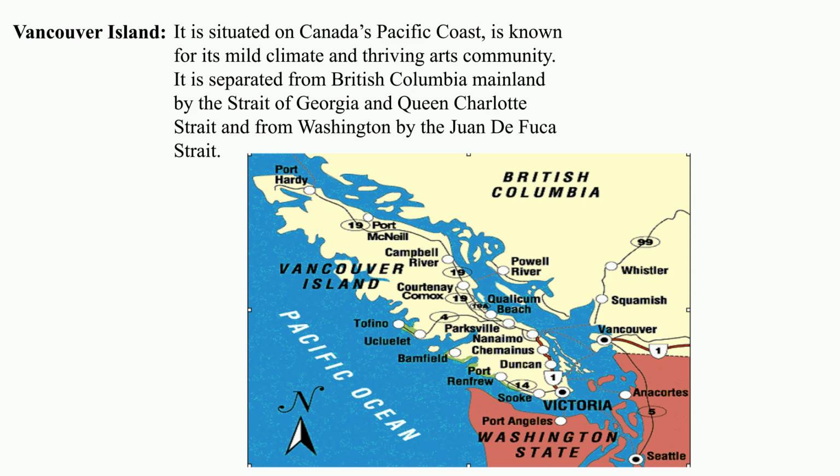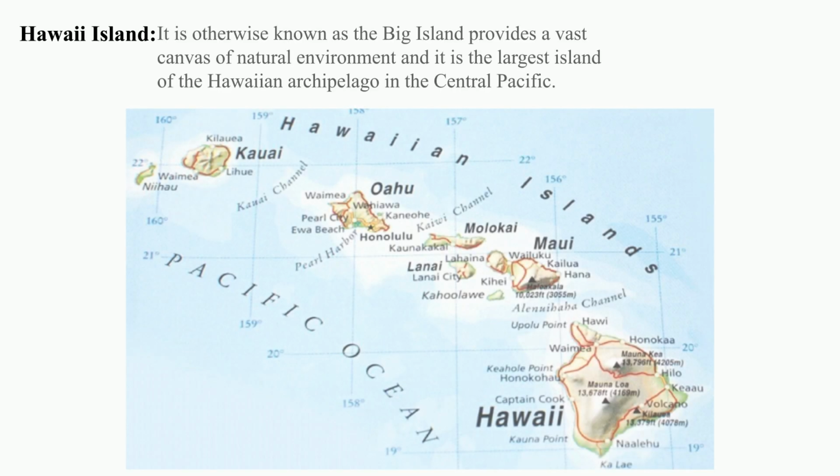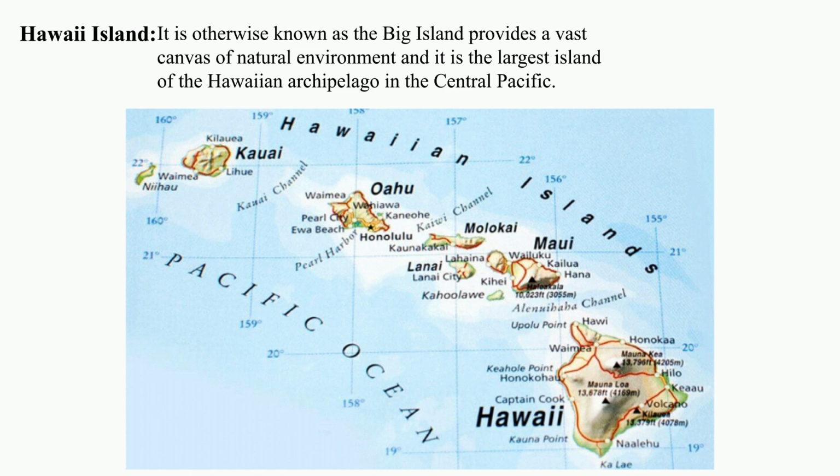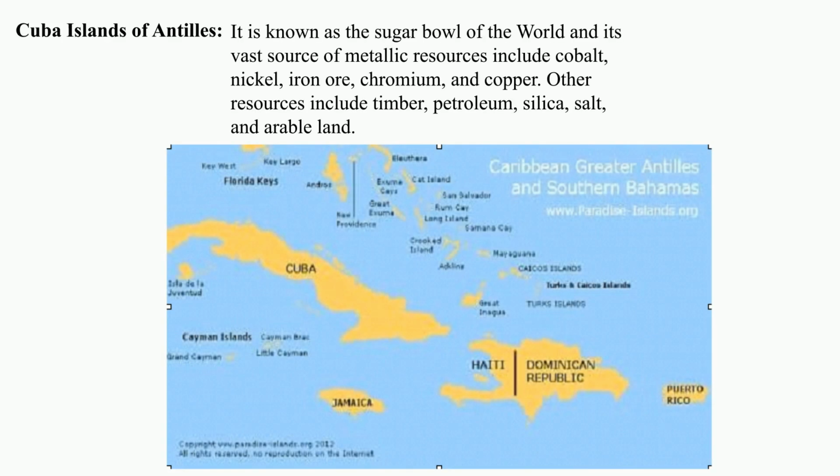Now, the next important island is Hawaii Island. Hawaii Island, otherwise known as the Big Island, provides a vast canvas of natural environment, and it is the largest island of the Hawaiian archipelago in the Central Pacific. Now the next point is Cuba Island of the Antilles. It is known as the sugar bowl of the world, and its vast sources of metallic resources include cobalt, nickel, iron ore, chromium, and copper. Other resources include timber, petroleum, silica, salt, and arable land.